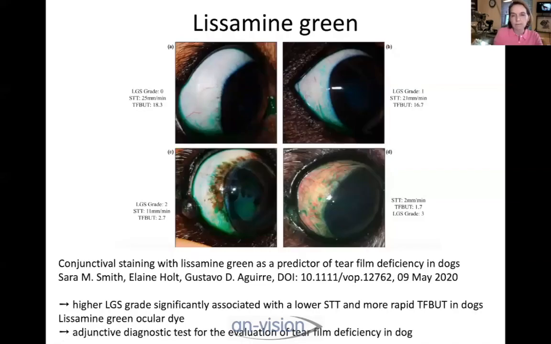We mentioned that. And there's a relatively new publication from a group around Gustavo Aguirre that showed that lissamine green, which is widely used in human ophthalmology, can be used as an indicator for dry eye when there was a higher staining grade associated with a low Schirmer tear test and a rapid tear film breakup time in the dogs that they had in their study. So it could be a good adjunctive test. You could use it as another vital stain if you think about the dog having KCS.